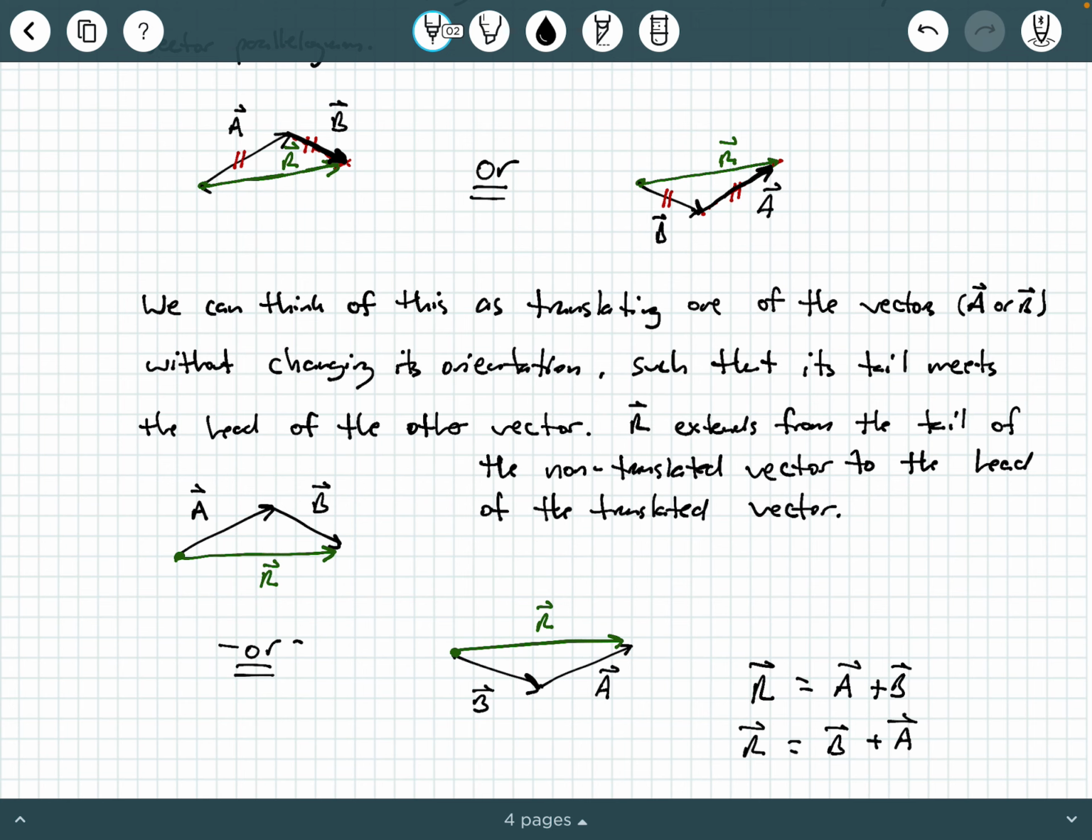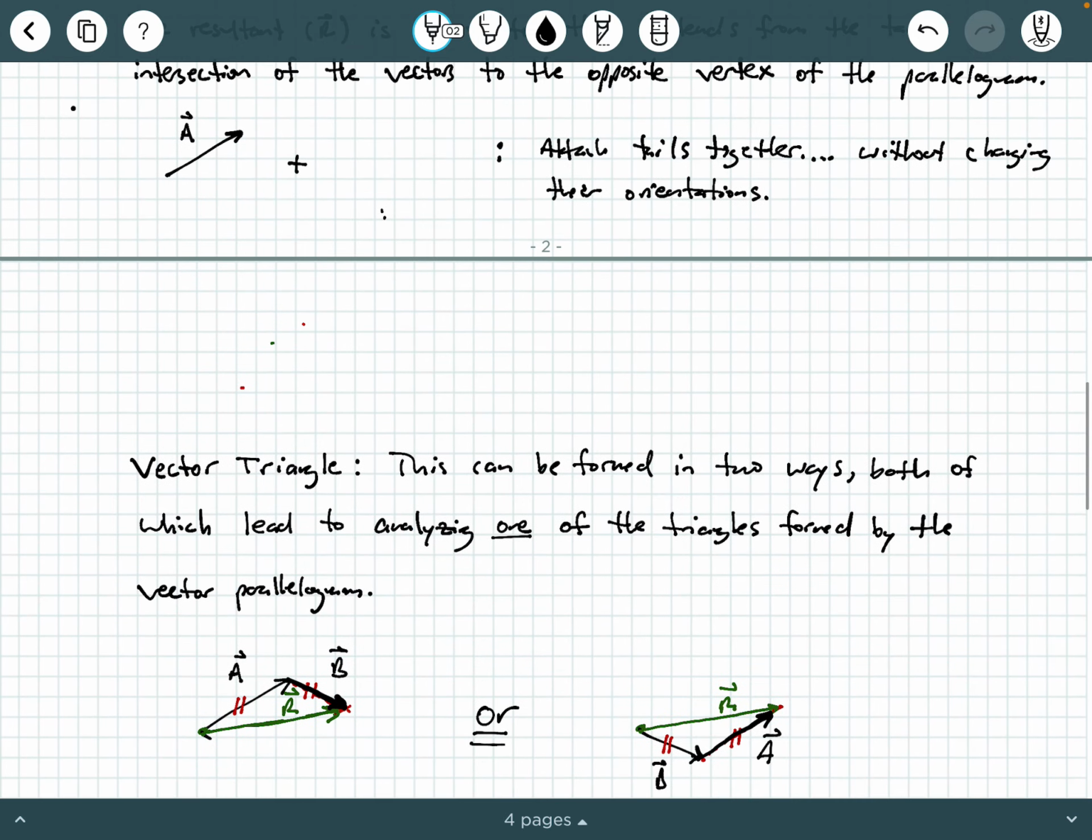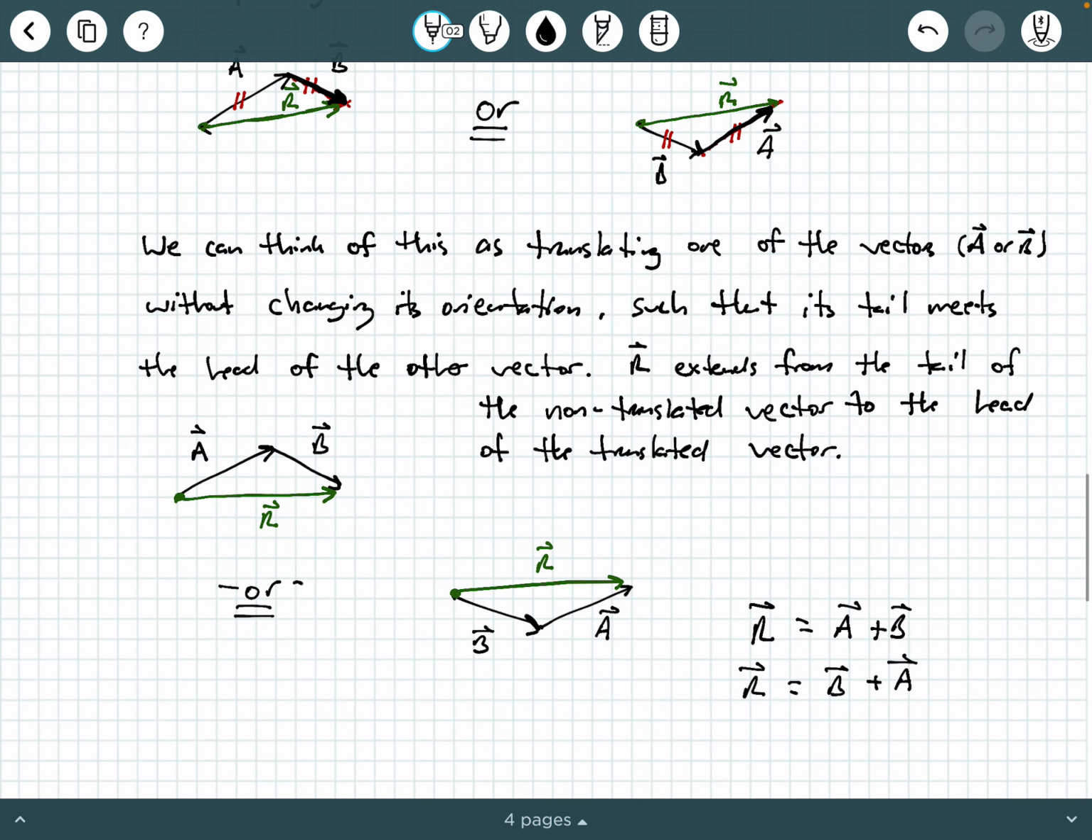So again, a couple ways you can think about this. You can start from the parallelogram and basically delete one half of the parallelogram, or you can think of it in terms of translating one vector over somehow, okay? But ultimately what you're doing when you're translating is that you're doing it such that when you translate, in this case, vector B, its tail meets the head of A, okay? And in the case where I translated A, the tail of A met the head of B, okay? And then the resultant will extend from the tail of the non-translated vector to the head of the translated vector.